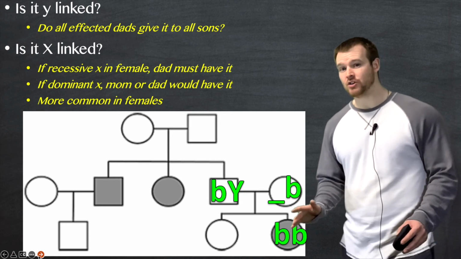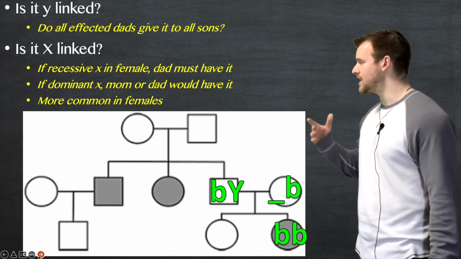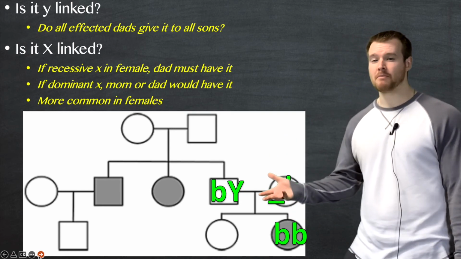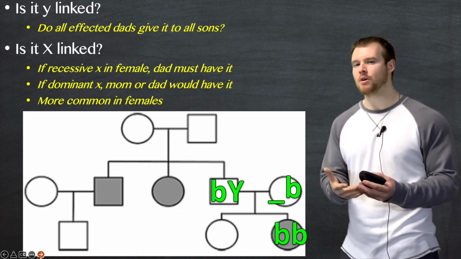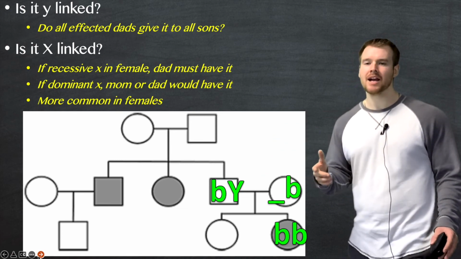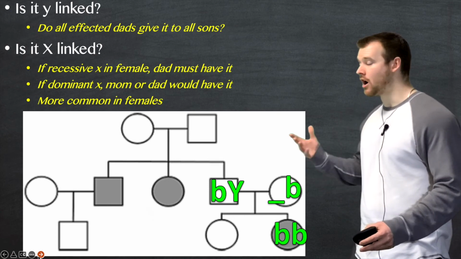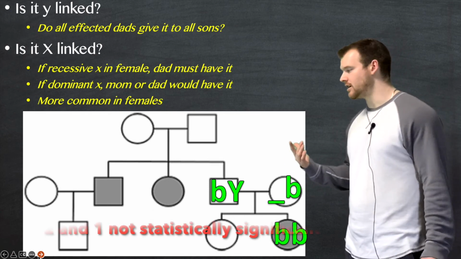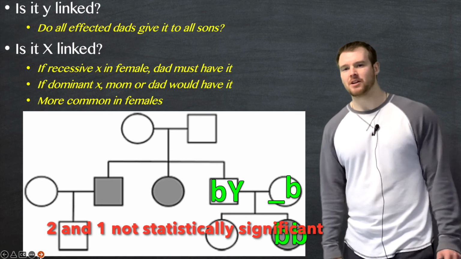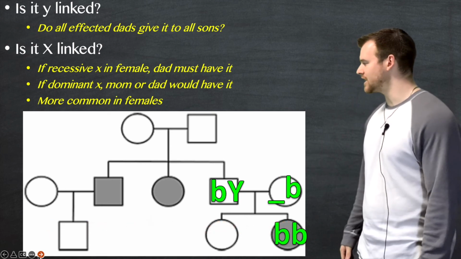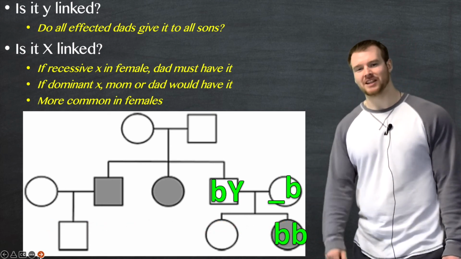Now, if you had a case where you knew that the trait was dominant, they could have got the dominant one from their mom or their dad, they didn't need it from both. So that gets a little bit trickier, but that usually shows up as more common in the females, which is something we also don't see here, but we knew that it was recessive before we began looking to see if it was X related.